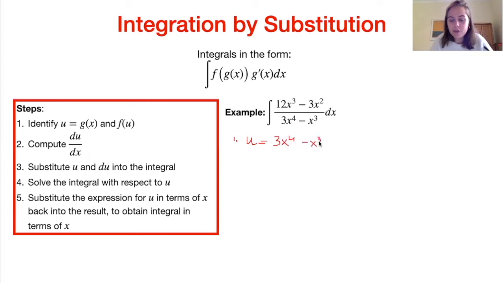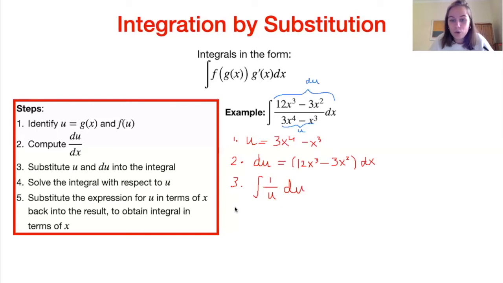So if we now compute du by dx, now the last couple times I would write du by dx and then take the dx over to the other side. I'm just going to do that all in one go now. So du is equal to 12x cubed minus 3x squared times dx. So I've just done 2 steps in one there. 3, then substitute u and du. Well, we see that we have our function u here in the denominator, and we have our whole du being everything in the numerator. So if we make that substitution, we're going to get that this is equal to the integral of 1 over u du.